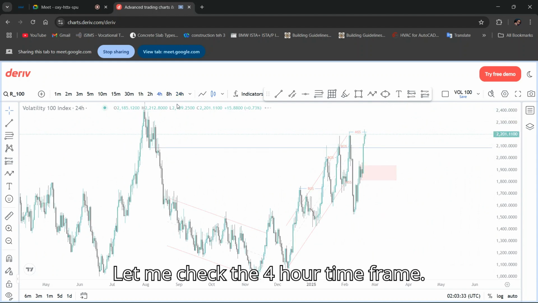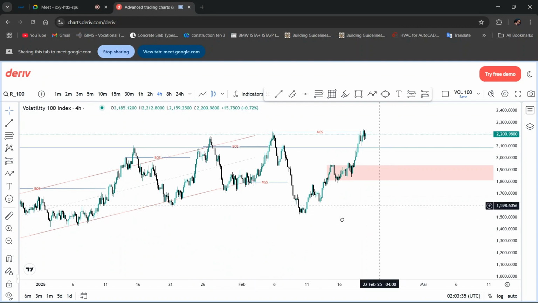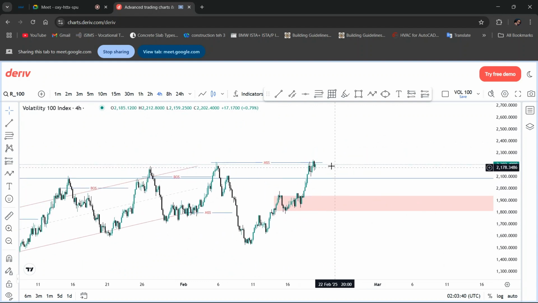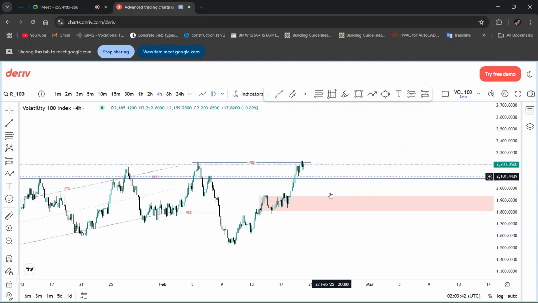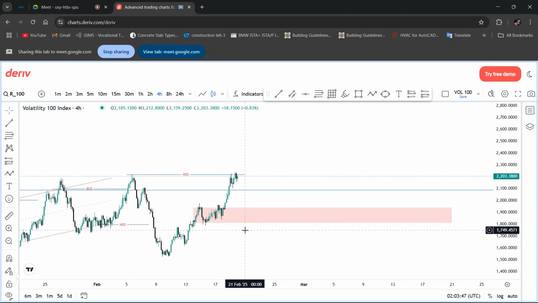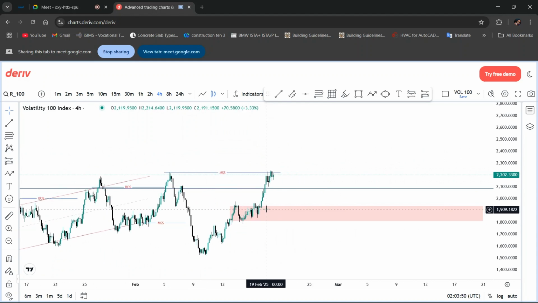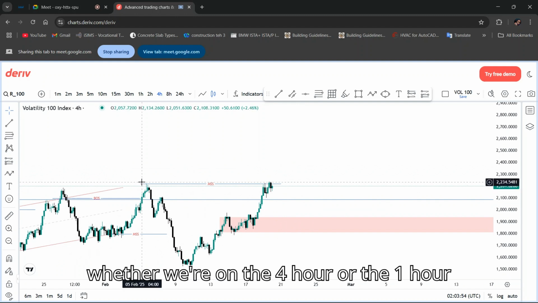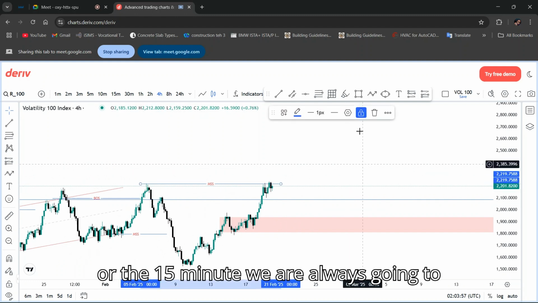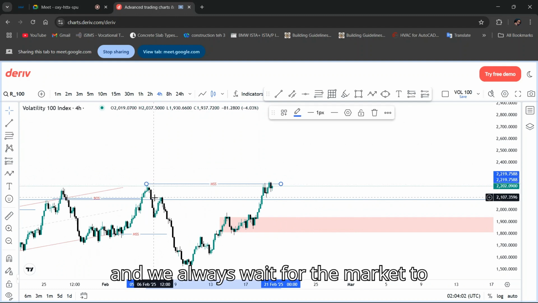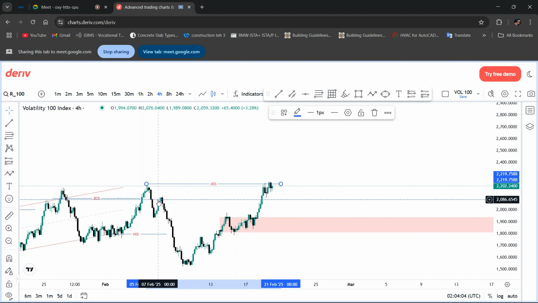Let me check the 4 hour time frame. So basically, it doesn't matter whether we're on the 4 hour, the 1 hour, the 15 minute, we are always going to be looking at trend, even on the 1 minute. And we always wait for the market to break out of a trend and give us a market structure shift.